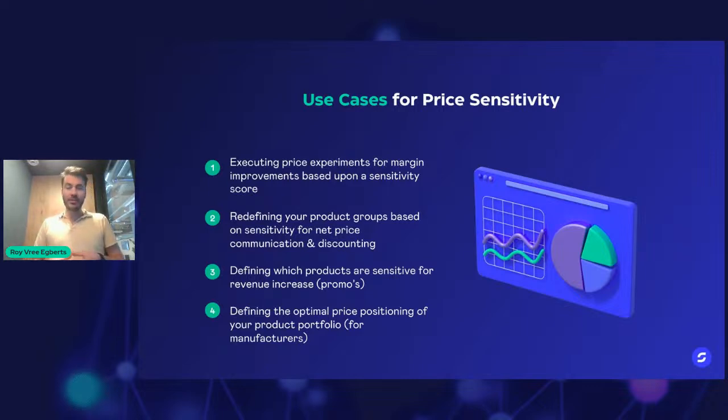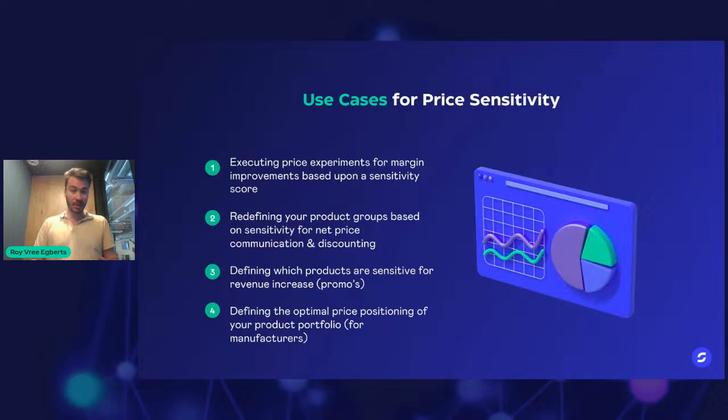The third one is defining which products are sensitive for a revenue increase. Think very specifically here about promos, more from an e-commerce perspective. If you want to know, across your full product portfolio, which products you should do a promo on, where they are most effective, you basically want to know which of your products are the most sensitive. So which of these products bring the most possible clients to my web shop or somewhere else? Those products you should put into a promo that increases your revenue and drives traffic to your website or your shop. Think about Heineken, to take it as an example as well.